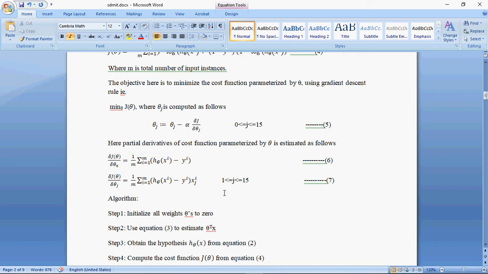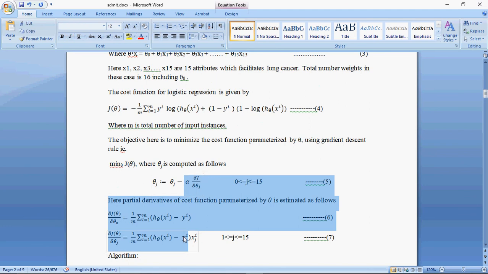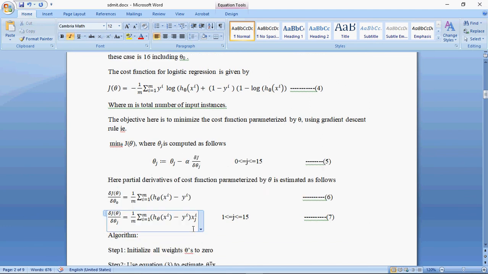The other values of thetas, from 1 to 15, are obtained using this formula. It's 1 over m, similar to this, but with a weight associated, which is x j. For example, to find ∂J/∂theta 1, it is given by the predicted output, that is the hypothesis output, minus the expected output given in your problem definition, multiplied by the x values. What is this x? This is your input.